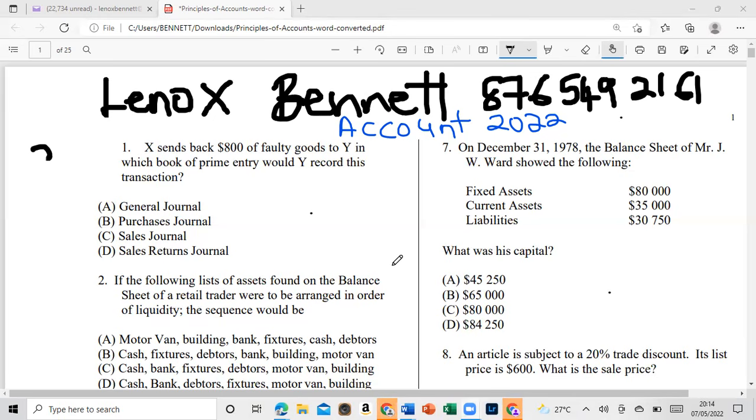All right, so it says X sent back $800 of goods to Y. In which book of prime entry would Y record this transaction? Is it the general journal, the purchases journal, the sales journal, or the sales returns journal? Definitely we can see that Y is the person who made the sale, and X is returning the goods. So that would be D, the sales journal.